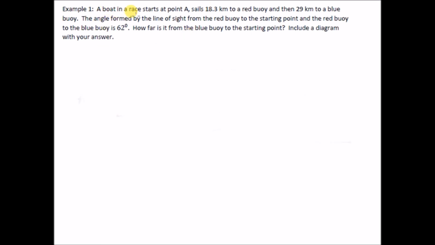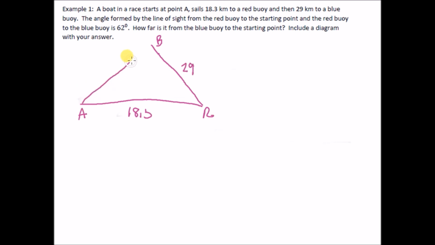Example 1, a boat in a race starts at point A. So let's draw point A and sails 18.3 kilometers to a red buoy. So let's call this R and let's label this 18.3. And then it sails 29 kilometers to a blue buoy. So let's call that B and we'll label it 29 kilometers. And let's just close our triangle. All right, so read this carefully.